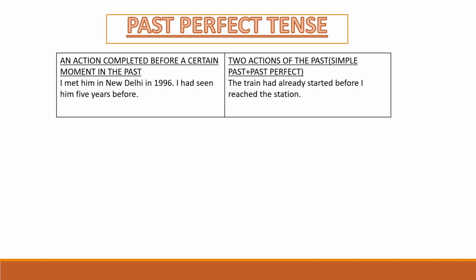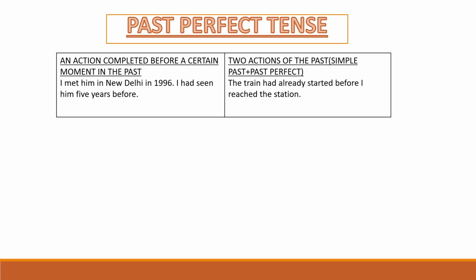So, what happened first? The train had started first. The train had left the station first. So the action 1 is the train had started. When I reached the station after the train left the station. So this is action number 2. You remember action 1 past perfect, action 2 simple past. So the train had already started before I reached the station.